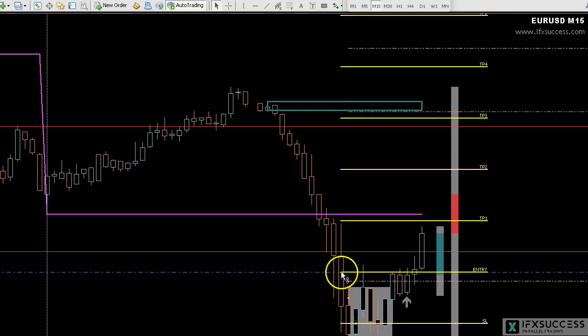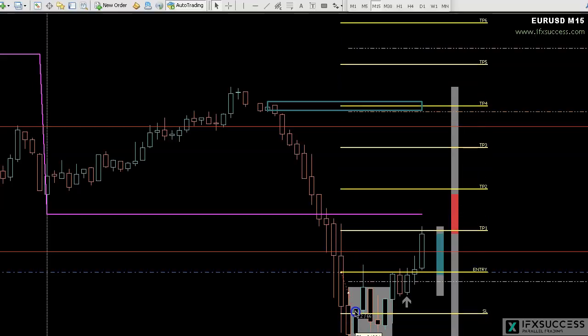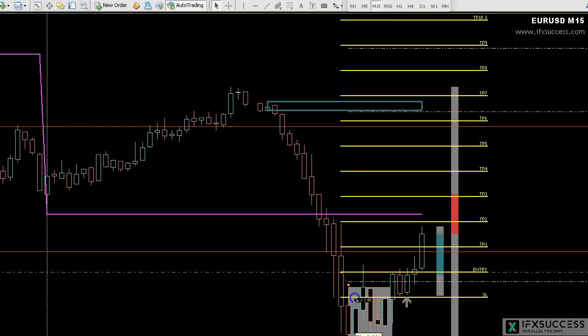So what do I do? If this is my entry, how much am I willing to risk? If I'm willing to risk if it goes below this candle, the only thing with my stop loss is that I wait for a candle to close below, not to have it wick. Sometimes the price might wick you out of your stop loss and keep on going in the same direction. So this is very important.